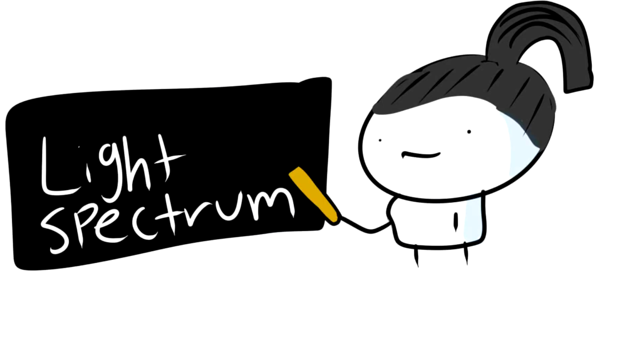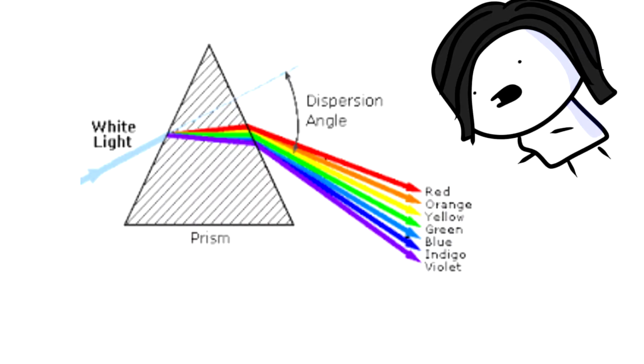Today we'll be learning about light spectrum. Back to Nancy. First, you have to know what spectroscopy is. Spectroscopy is the interaction between matter and electromagnetic radiation.